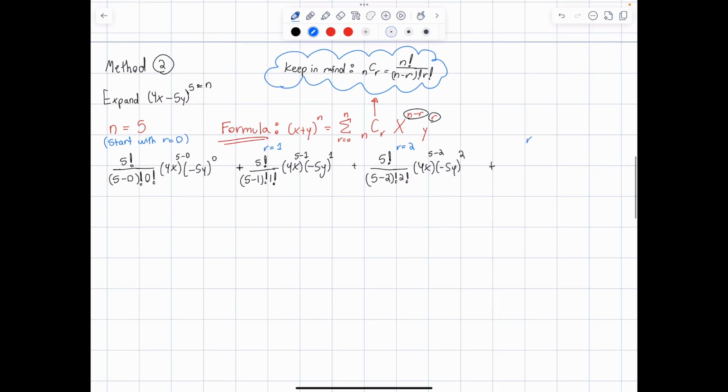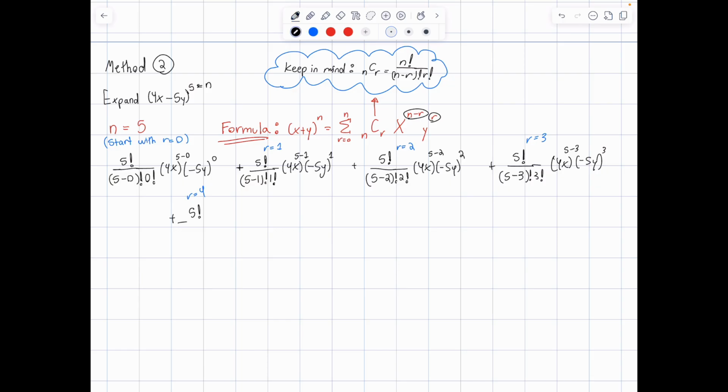We're going to write down r is 3 this time. Again, same thing. And then we have our 5 factorial over 5 minus 3 factorial, 3 factorial. And then we write down our x, write down our y, write down r's exponent, and n minus r. Perfect. Now I'm just going to do it on the bottom line since we're running out of space. Again, plus sign in between. This time r equals 4. And we're going to go all the way until we reach the value of n, so starting at r equals 0 all the way till r equals 5.